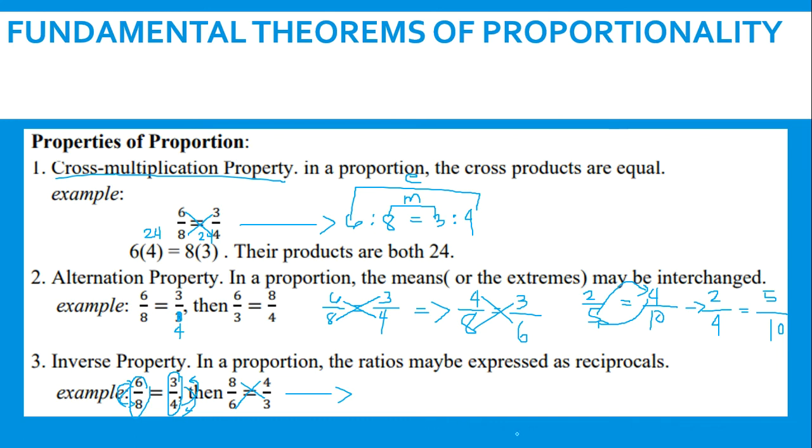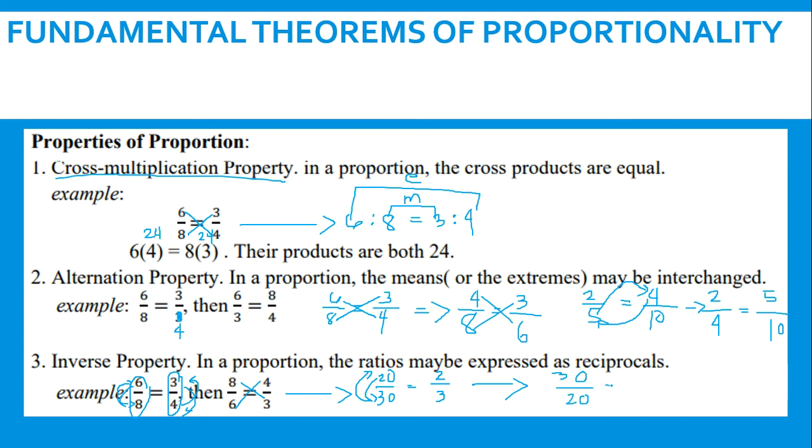So another example, 20 over 30 equals 2 over 3. If you are going to use the inverse property, you just take the reciprocal. The 30 goes in the numerator and the 20 in the denominator. So instead of 20 over 30, it becomes 30 over 20.